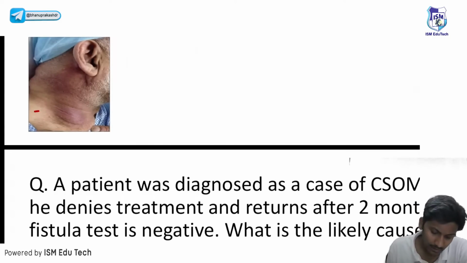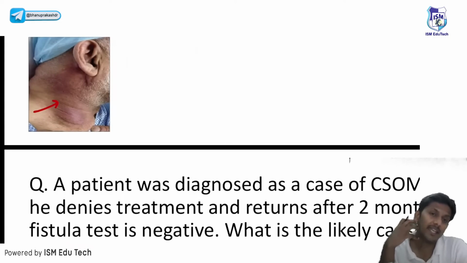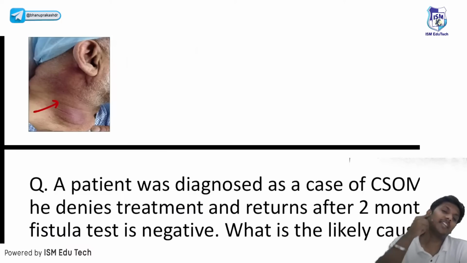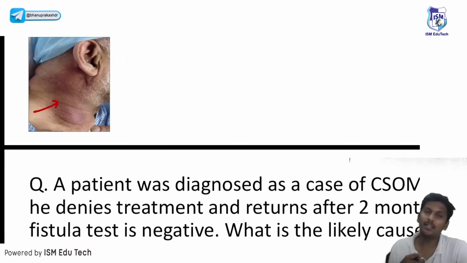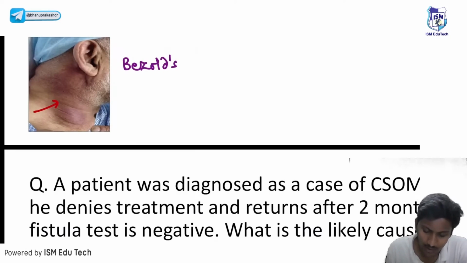What you can see, there is usually a swelling in the neck of this patient, and we can see it is along the sternocleidomastoid muscle. Here you can see there is a pus collection along the sternocleidomastoid muscle. This abscess which is formed along the anterior border of the sternocleidomastoid muscle is known as Bezold's abscess. This is a case of Bezold's abscess.